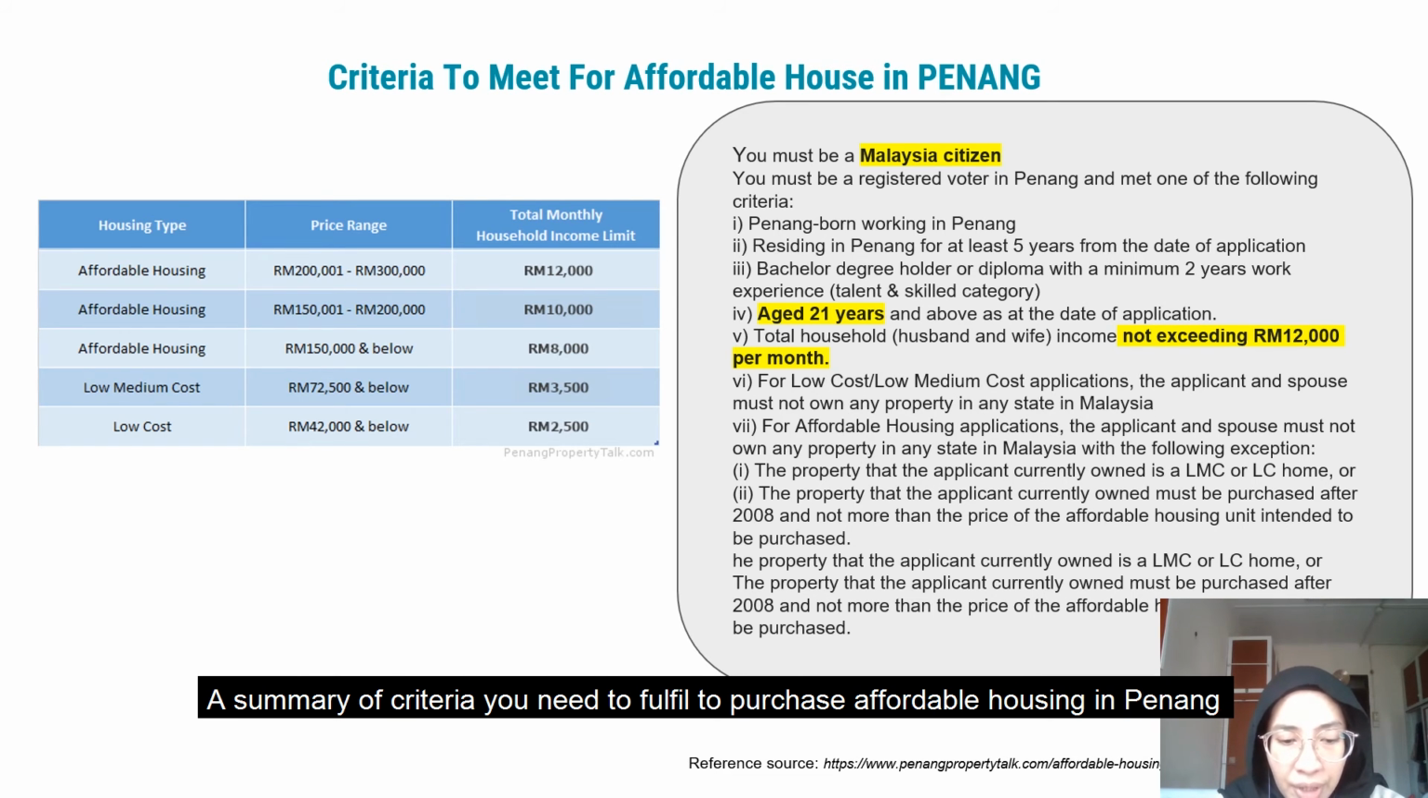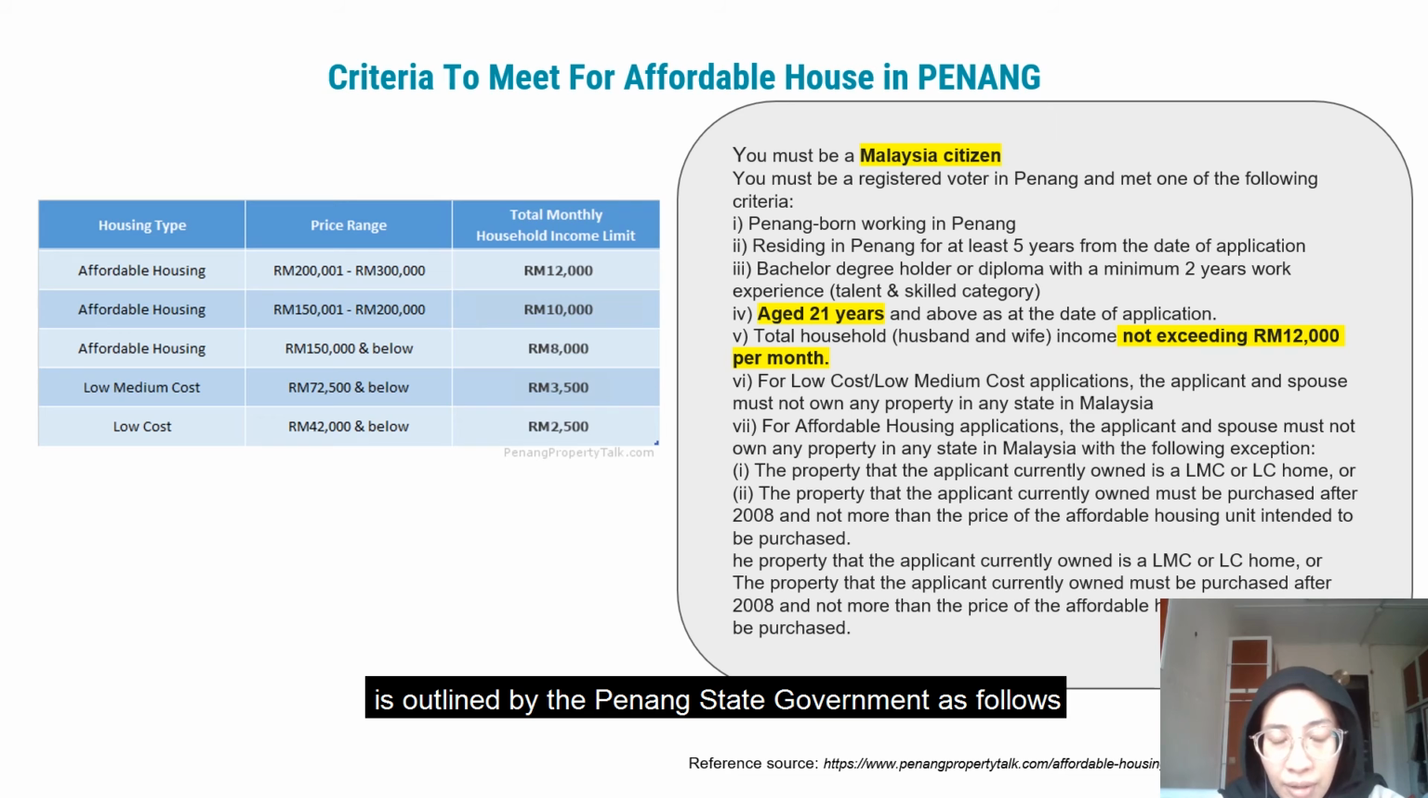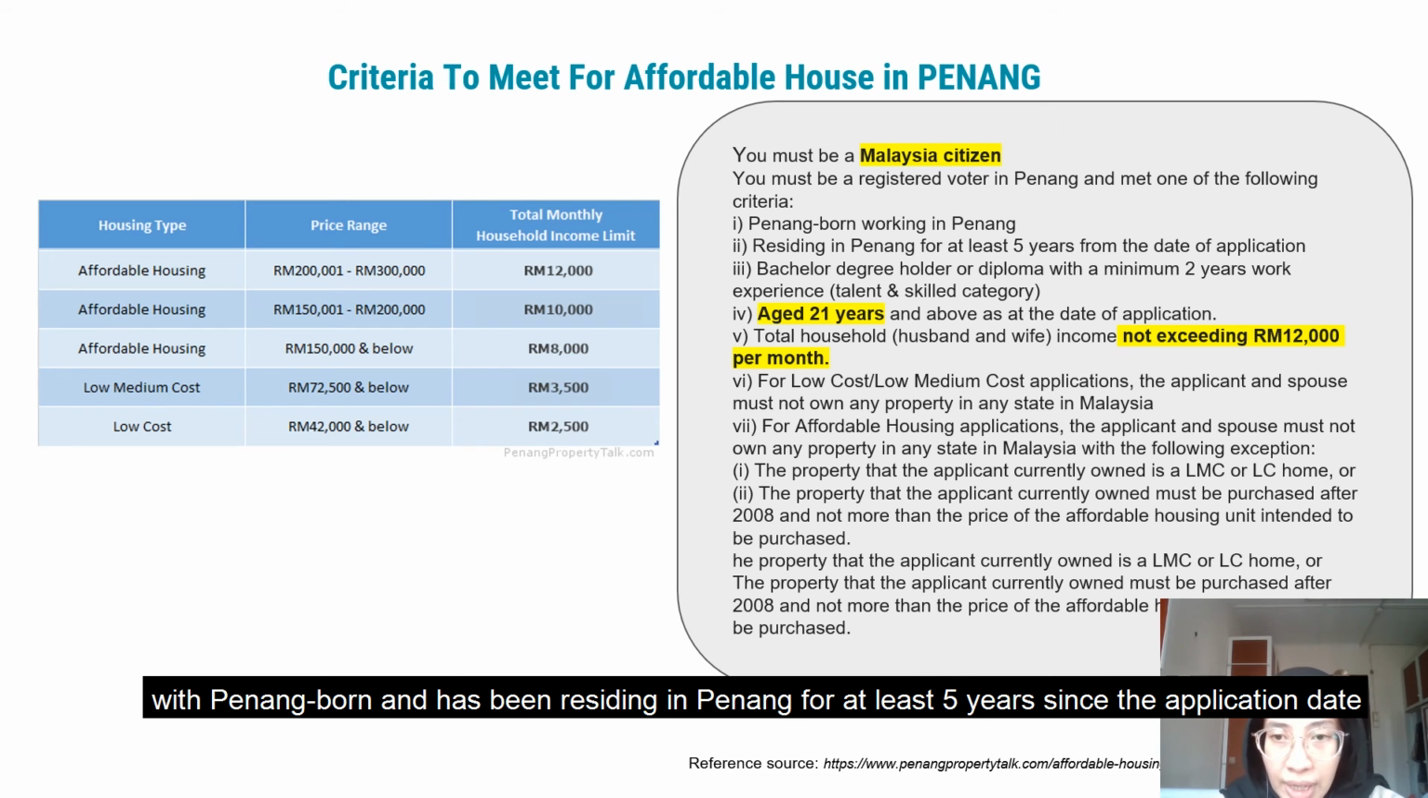A summary of the criteria you need to fulfill to purchase affordable housing in Penang is outlined by the Penang State Government as follows. Firstly, you need to be a Malaysian citizen aged 21 and above who is Penang born and has been residing in Penang for at least 5 years since the application date.